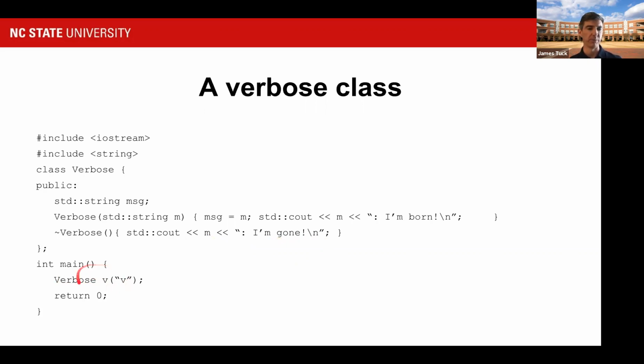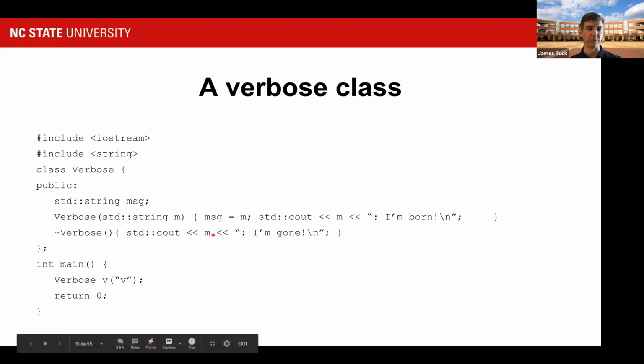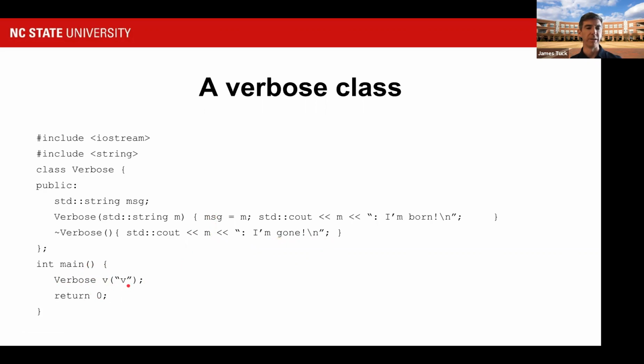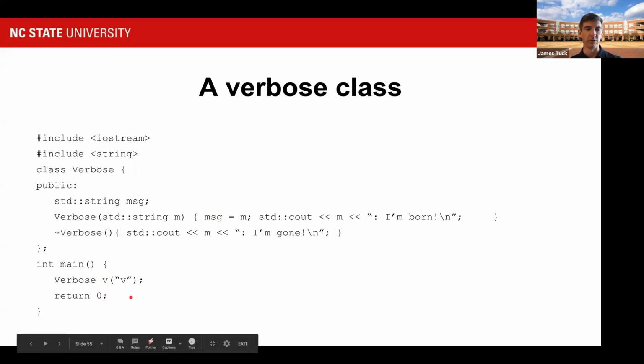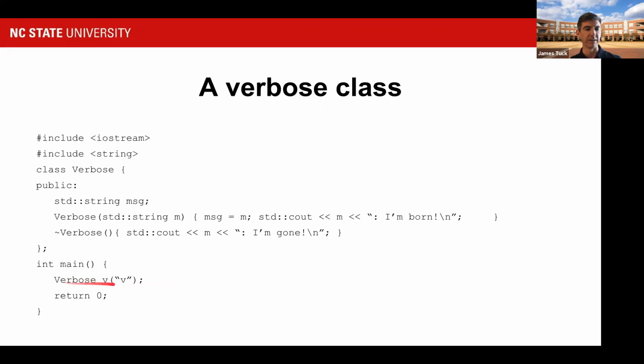And so what will happen when you run this program, after you fix this and rename m to message, it'll print out v : I'm born, and then right before main exits, it'll print v : I'm gone. So it's a cute little program. And the interesting thing here is just from this class that we created, it doesn't look like much would get printed, but actually the constructor is going to print a message and the destructor is going to print a message just before that object is destructed.